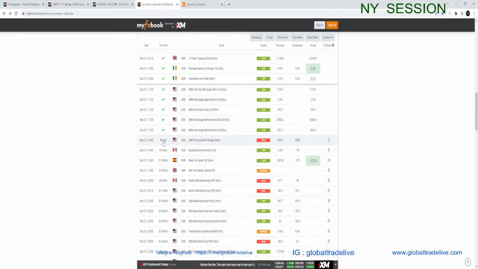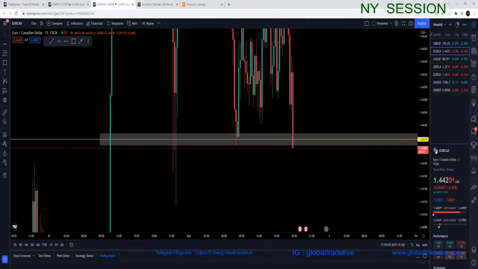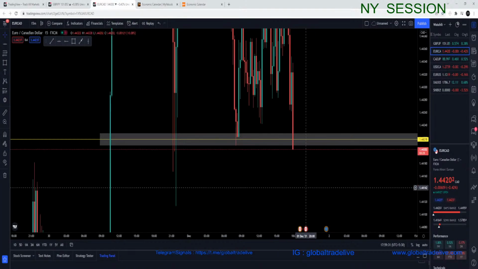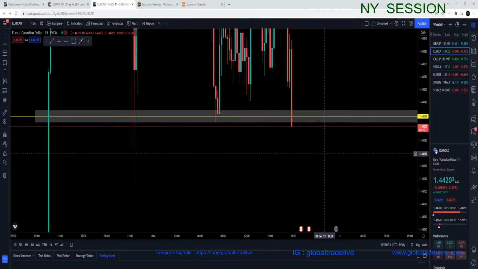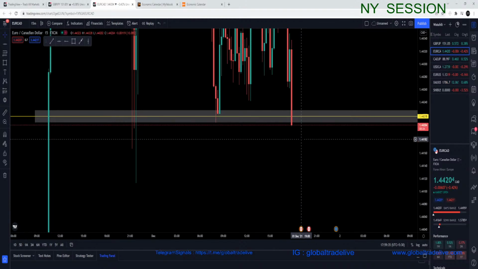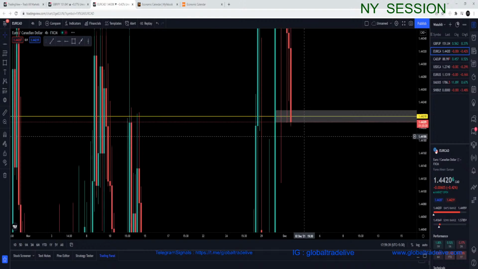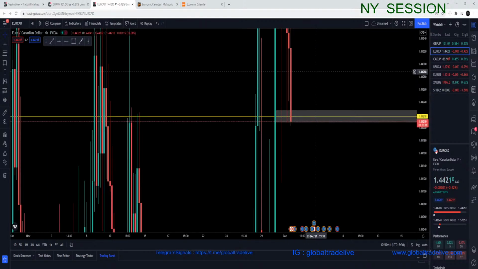News is about to come in 45 minutes. Oh, EuroCAD is finally breaking the low. So guys, if this candle is closing below 1.44218, I'm gonna execute a sell trade. And the 4 hour is also doing good over here.